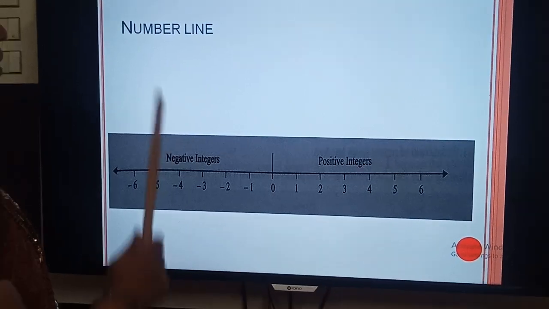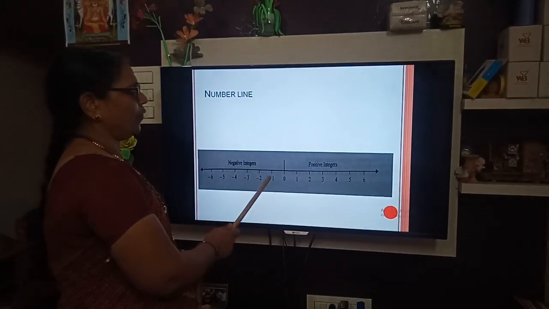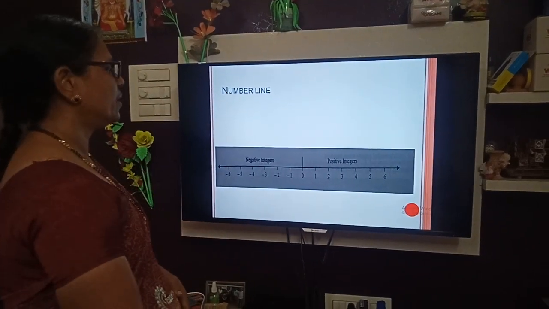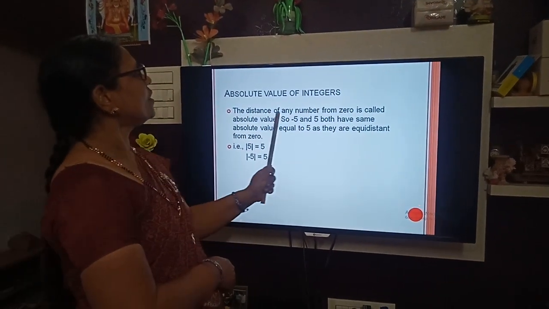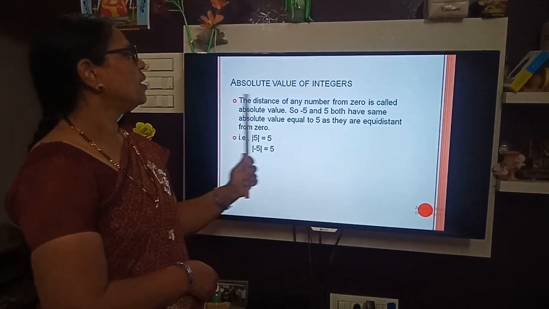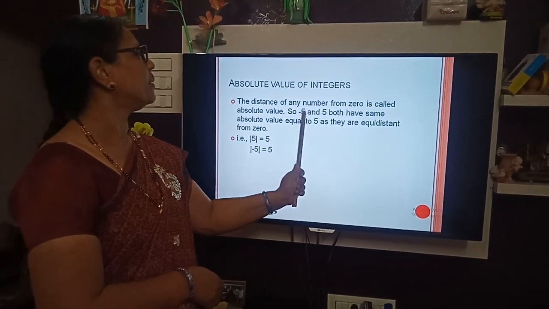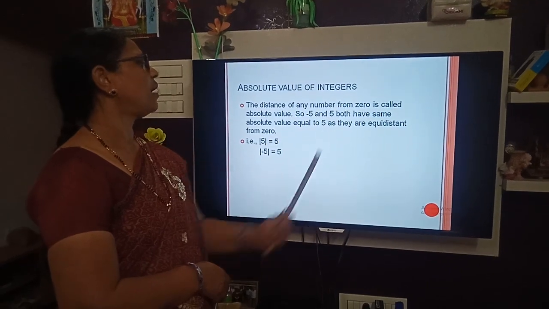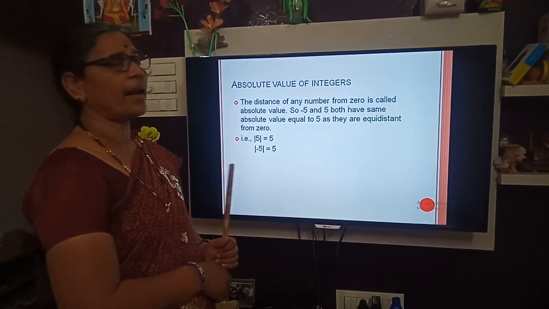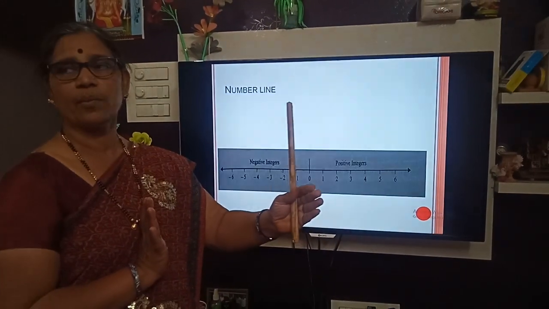Hence, the distance of any number from 0 is nothing but absolute value. The distance of any number from 0 is called absolute value. So, for example, -5 and 5 both have the same absolute value equal to 5, as they are at the equal distance from 0.